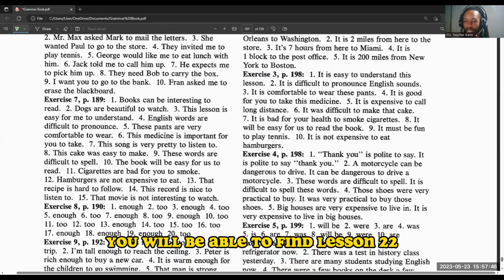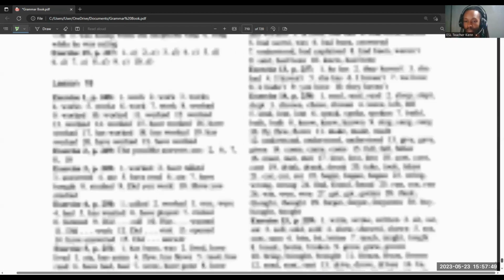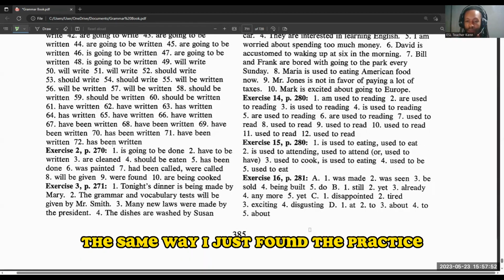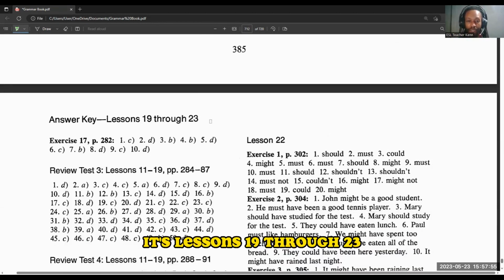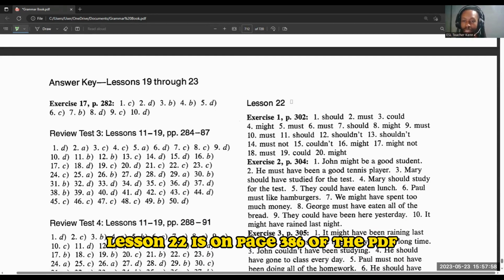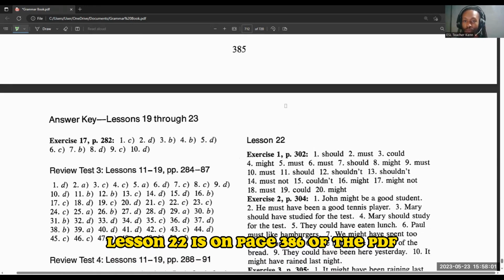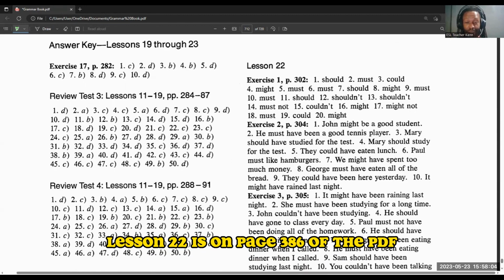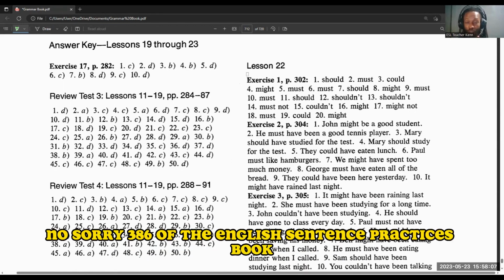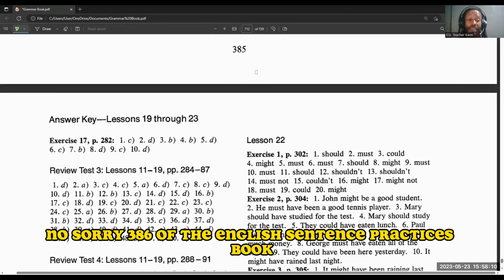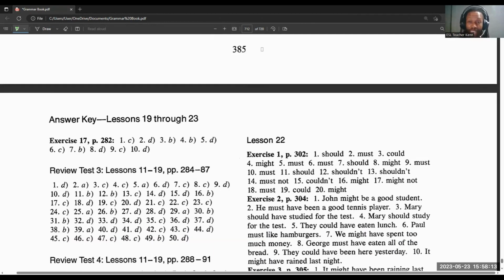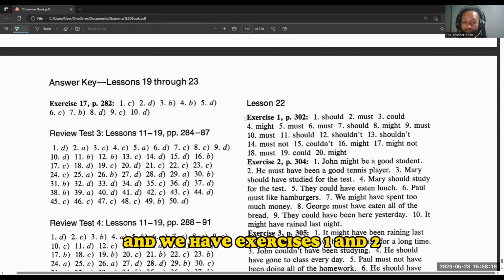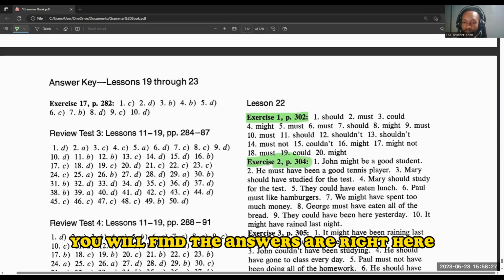You will be able to find lesson 22 the same way I just found the practice. You see right here, it's lessons 19 through 23. Lesson 22 is on page 386 of the English Sentence Practices book. It's page 712 on the PDF. And we have exercises 1 and 2. You will find the answers are right here.